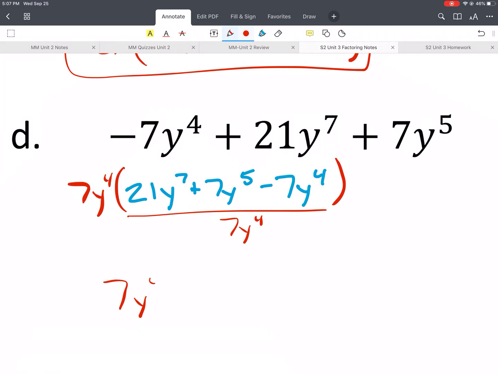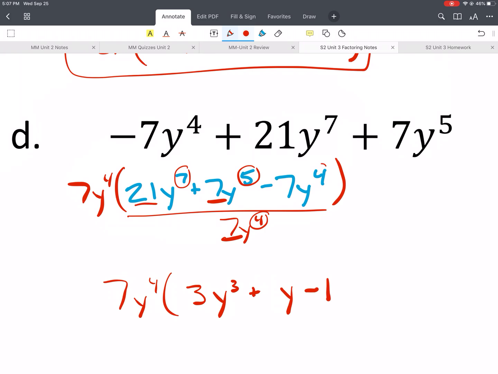So we'd have 7y to the 4th. And then in parentheses, we would have, well, 21 divided by 7 is 3. And 7 minus 4 gives us y, not x, y to the 3rd. And then 7 divided by 7 gives us 1. And then 5 minus 4 gives us y to the 1, which is just y. Again, you wouldn't need to have that 1 for the coefficient. And then we'd have negative 7 divided by 7 gives us a negative 1.